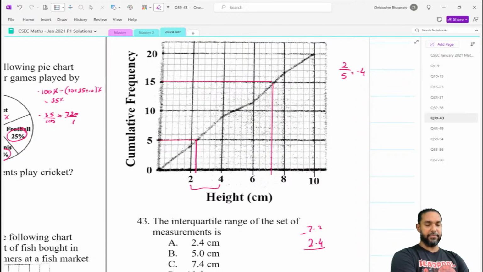2 divided by 5 is 0.4. So 2.4, 2.8, 3.2, 3.6. Right, okay. 6.4, 6.8, 7.2. Right. And the interquartile range, 7.2 minus 2.4, is 4.8. It would not be 2.2, not 2.4. But if this was 3, I'd say yes. But because you're going from 2 to 4, you have to divide it. That's why I get 0.4.